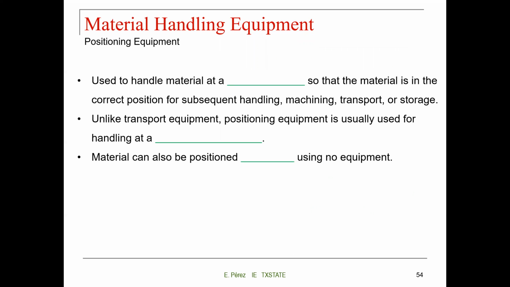Positioning equipment is used to handle material at a single location so that the material is in the correct position for subsequent handling, machining, transport, or storage. Unlike transport equipment, positioning equipment is usually used for handling at a single workspace or workplace. Material can also be positioned manually using no equipment.